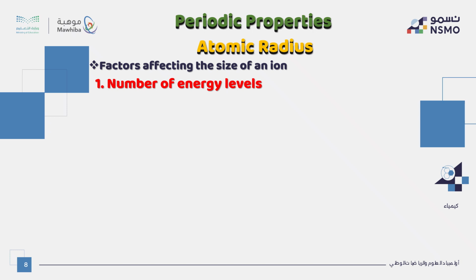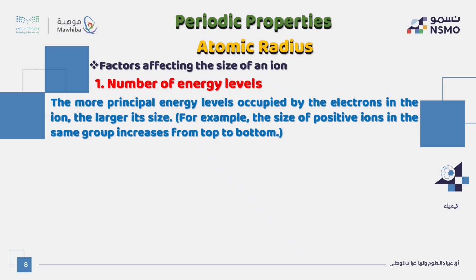Factors affecting the size of an ion. There are three main factors that affect the size of an ion. First, number of energy levels. The number of occupied energy levels directly affects ionic size. More energy levels mean electrons are farther from the nucleus, resulting in a larger ion.